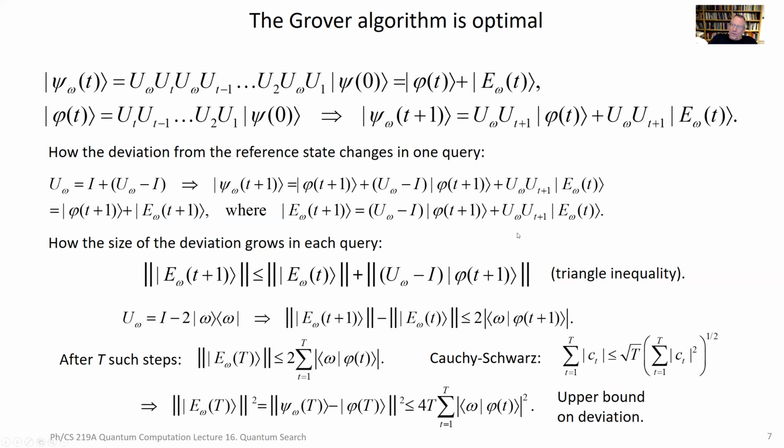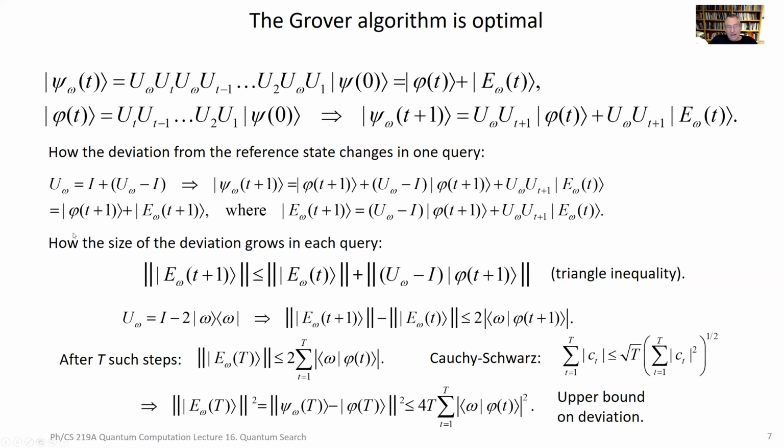Now, use of omega times u t+1, that's just a unitary, a product of two unitaries. So that doesn't change the norm of this vector. So in my triangle inequality, this just becomes the norm of the vector e sub omega of t. And then I also have this term, which is the norm of the vector resulting from u omega minus identity acting on phi of t+1.